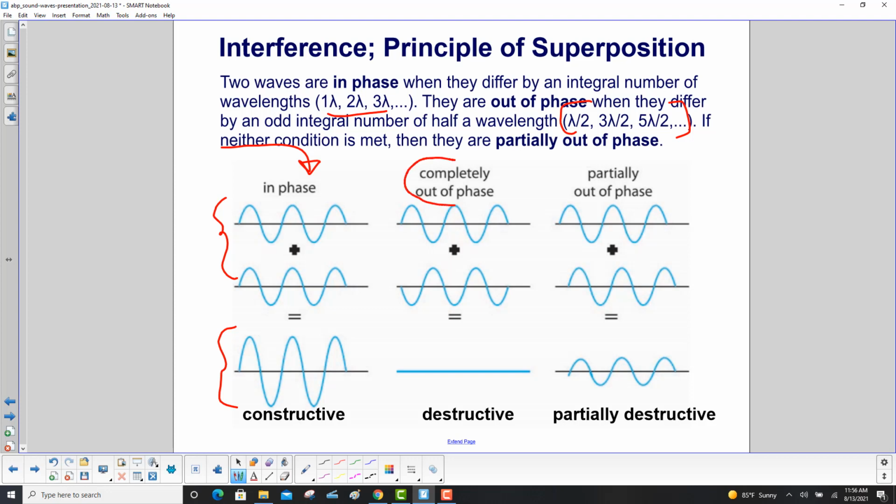So when they're completely out of phase, we've got the trough meeting a maximum, maximum positive. They cancel out, right? It'd be like a -5 here and a +5. So they get to be 0. So that's destructive interference. And you have partially out of phase when it's neither one of them, and you have a weaker signal there, but not 0.